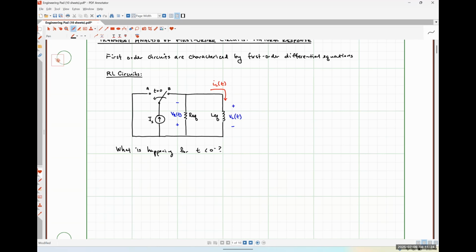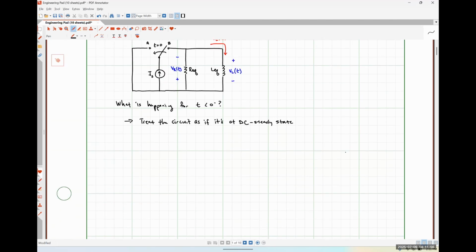Okay. So I'm just going to make a note here. Treat the circuit as if it's, let's call it, at DC steady state. Okay. So that means that our inductor is actually going to look like a short circuit. Okay. So I'm going to redraw our circuit under that condition.